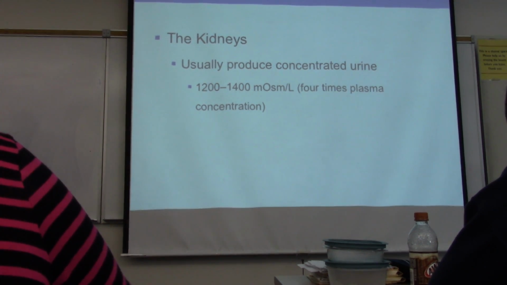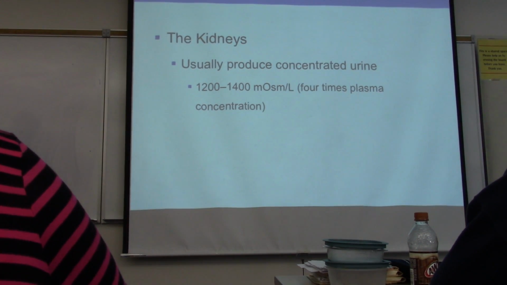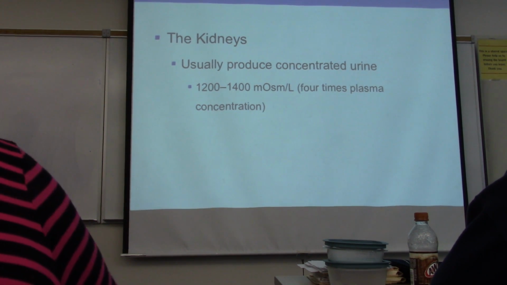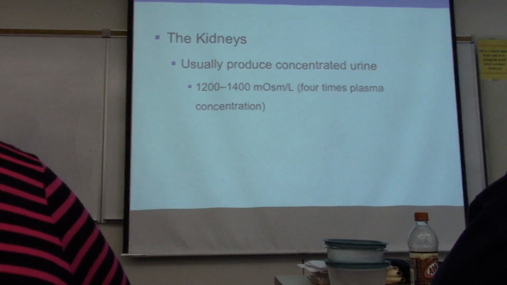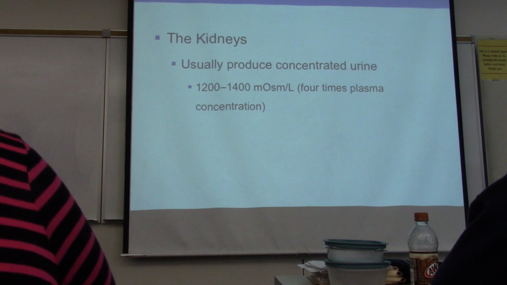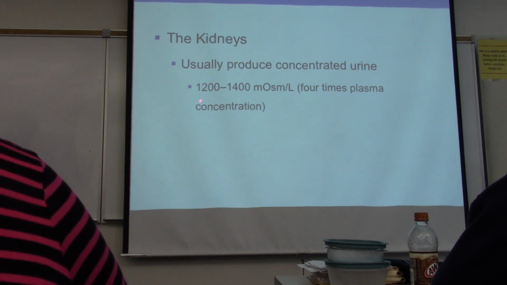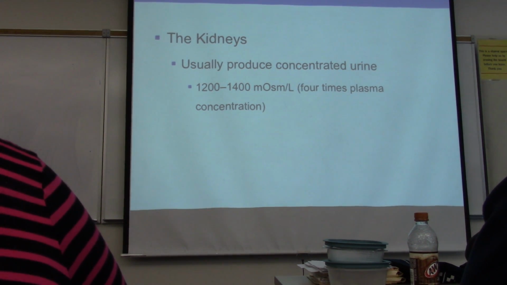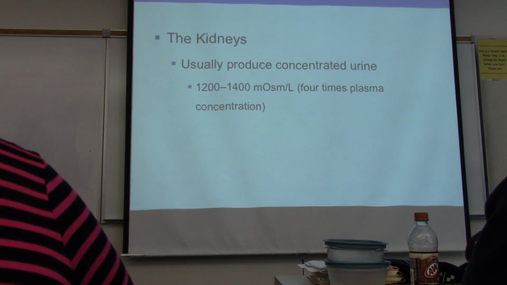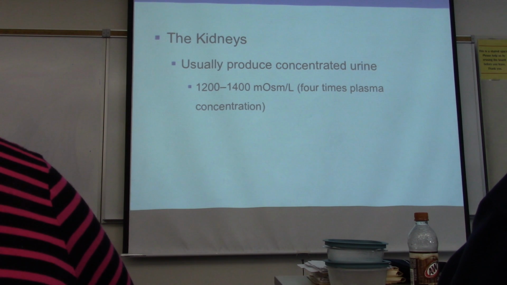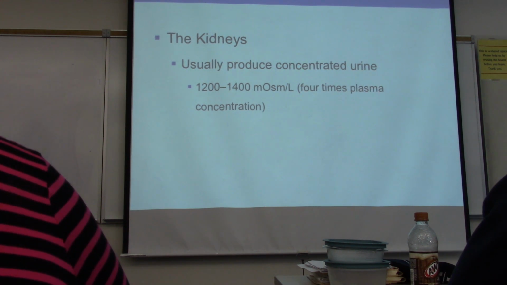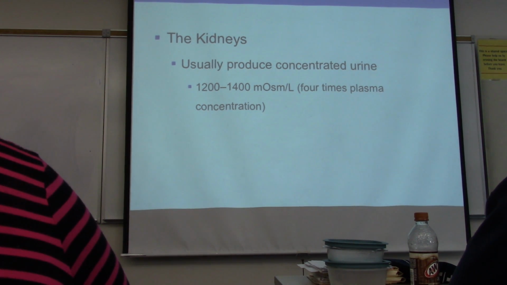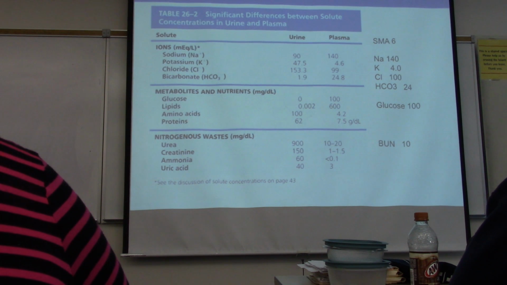Now, if we were a little desert rat, and we only got to drink water about 3 times a year when it rained, we would really make concentrated urine. They might make urine up to 6,000 milliosmoles per liter. That's pretty strong stuff. But they don't have any water, because they're not drinking all the time, to pass all that stuff out. So they need to be able to concentrate their urine more.